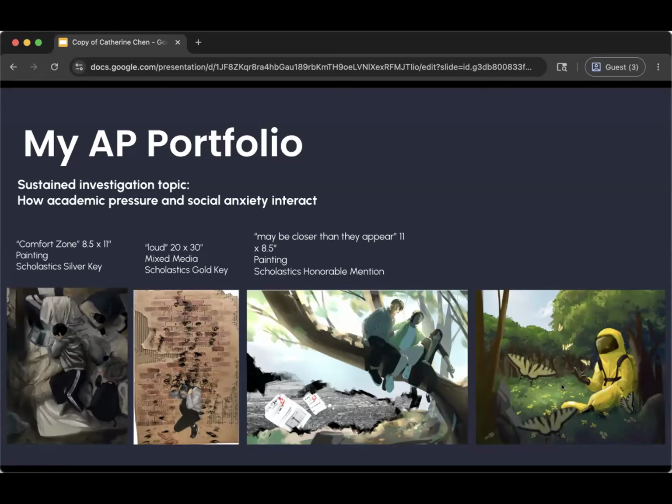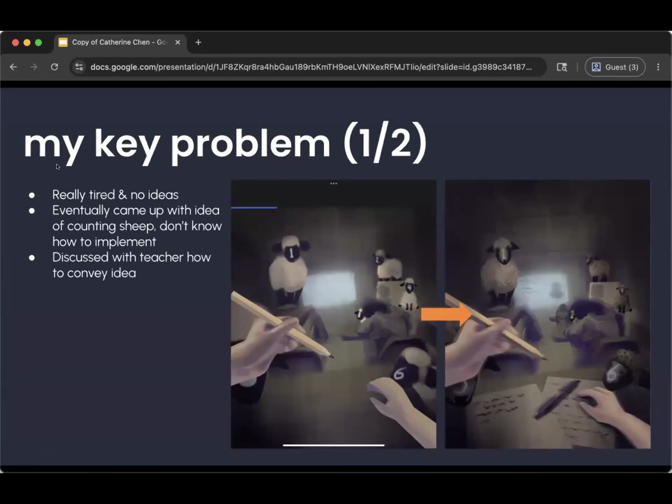And this one was about the whole social anxiety thing again, which was like going outside, touching grass, but wearing a hazmat suit because you're still worried that it might be dangerous.